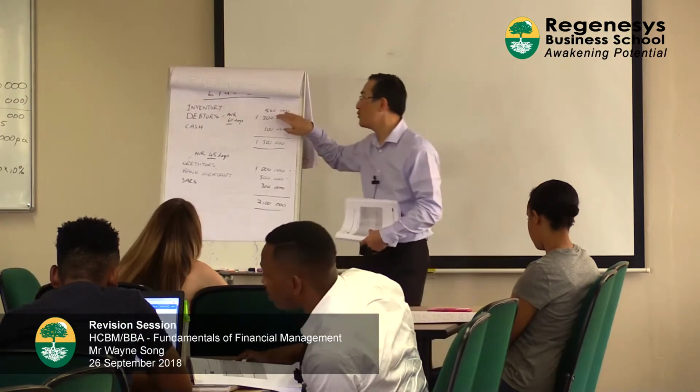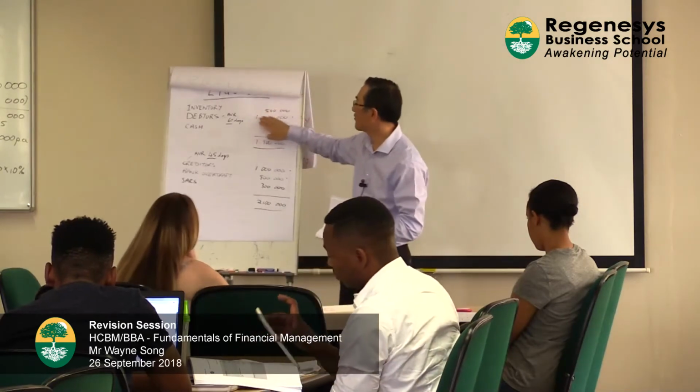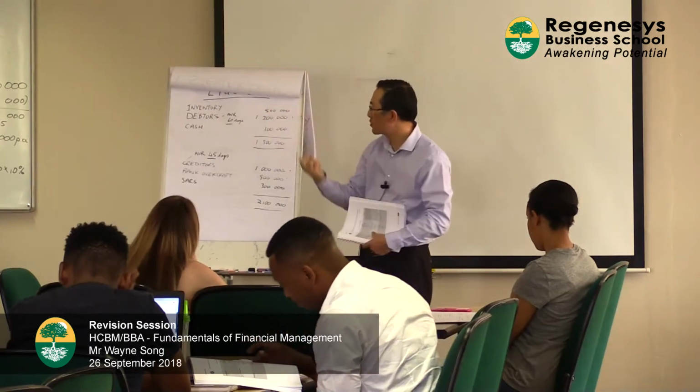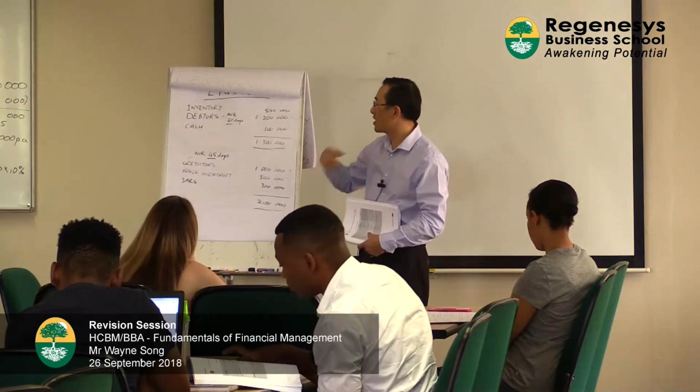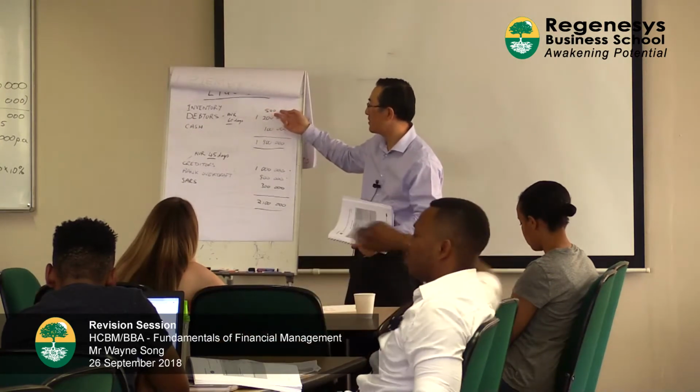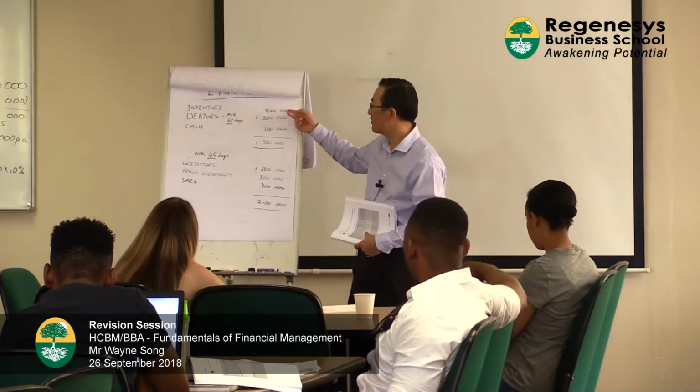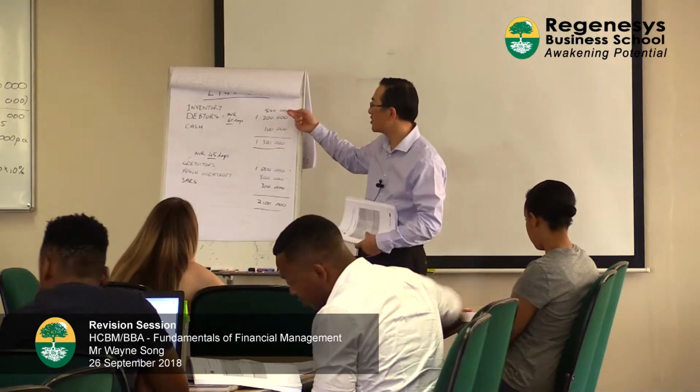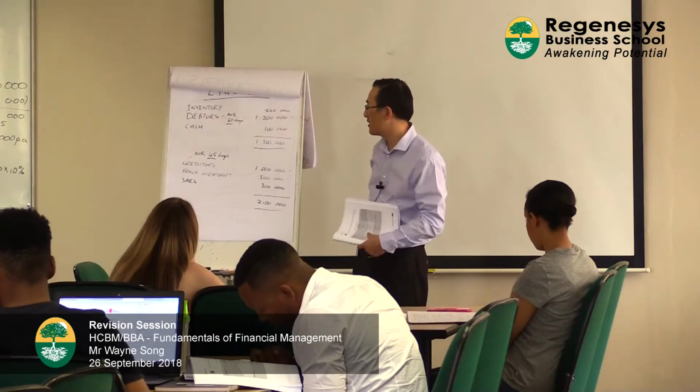Inventory turnover, we look at how quickly we can convert our inventory into a finished product so that we can ultimately sell that product and generate cash, right? So those are the inventory turnover ratios.